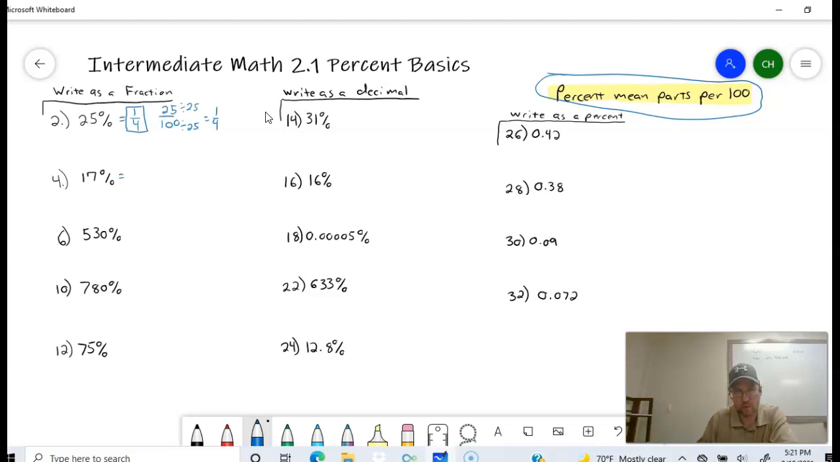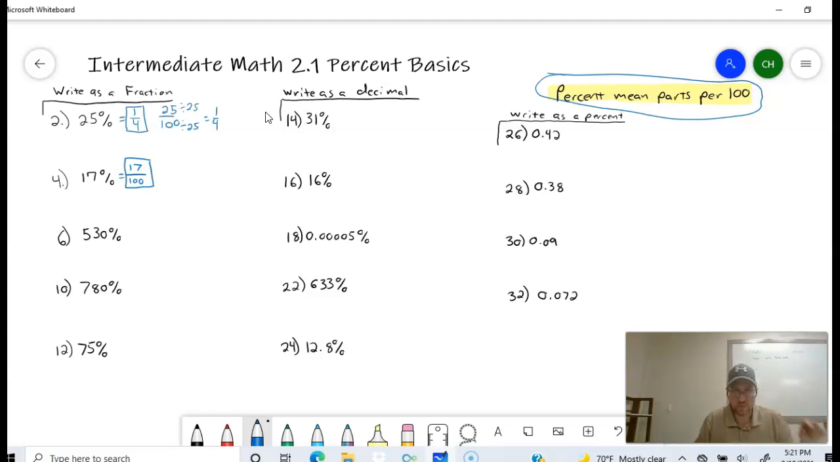Okay, on number 4, 17%. It wants us to put 17 over 100. Then we reduce it. Well, 17's prime, and 17 doesn't go into 100, so we're done.